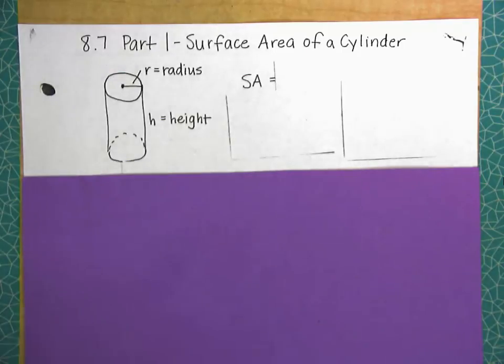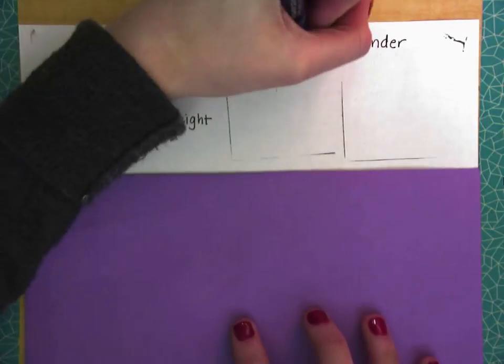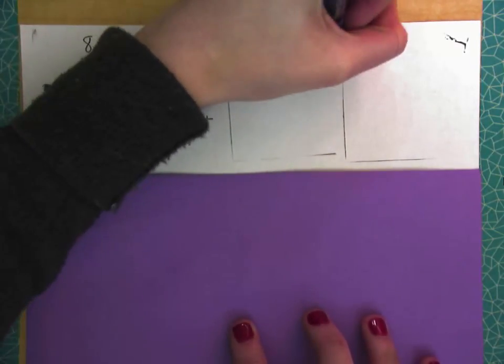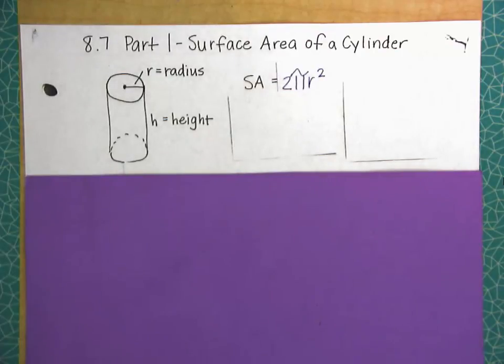Okay? All right, so the formula to find the surface area of a cylinder has two parts to it. The first part is 2 times pi r squared. Raise your hand if you can tell me what that reminds you of. What other formula we've learned does that make you think of? Sebastian? The area of a circle.